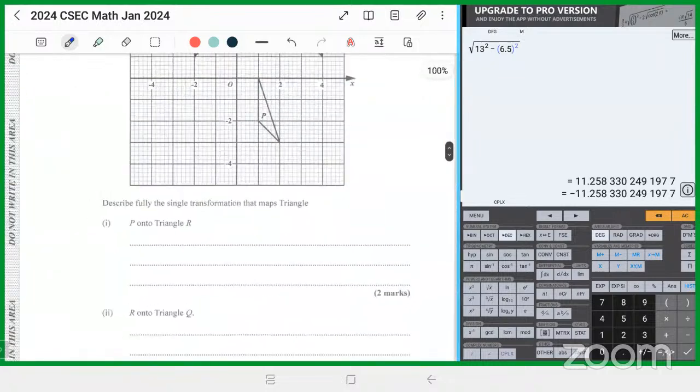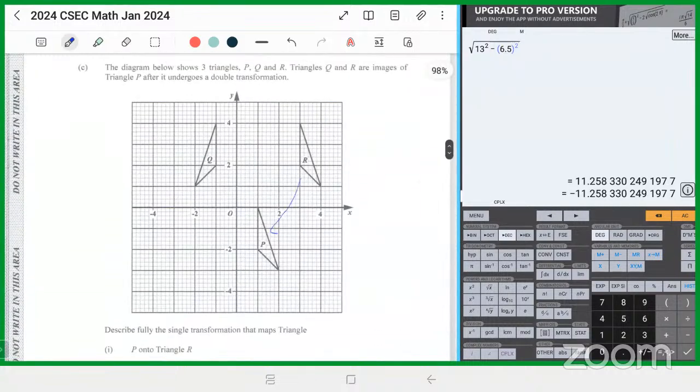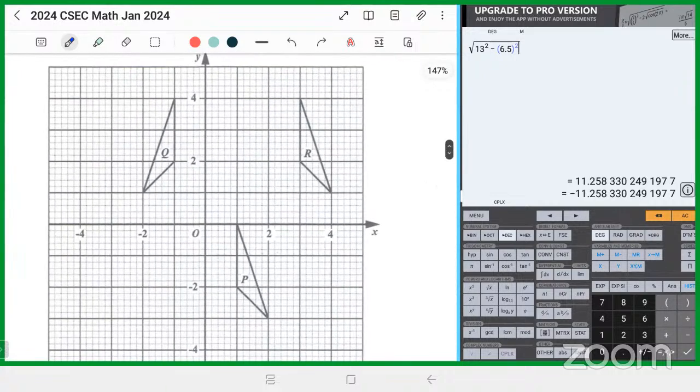All right. Question says, describe the single transformation, keyword is single, that maps triangle P onto triangle R. P to R. Let's look at them. P to R. P to R. Oh, it's P to R first. Okay. So if you look at P and R, they are oriented the exact same way. Dimensions are the same. There's no turning. Everything is the same on them except their position. So there's a change in position. And when there's only a change in position, that's a translation.